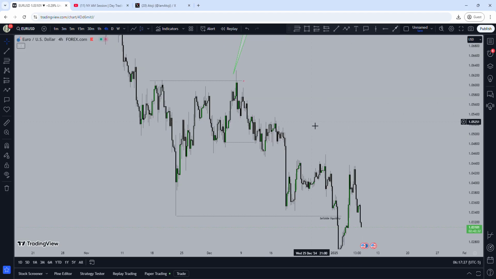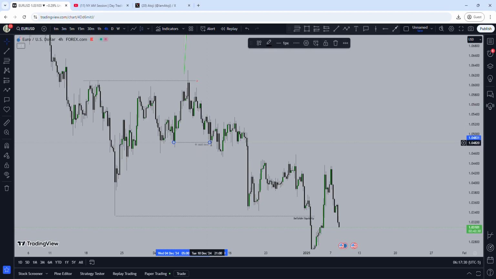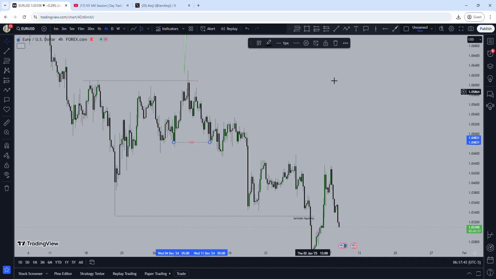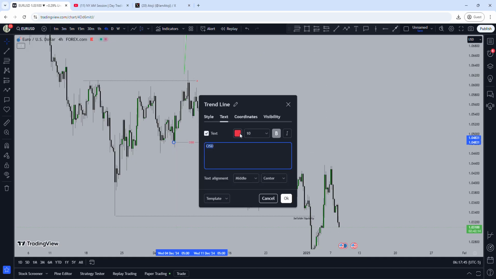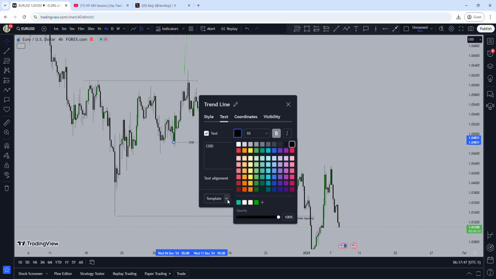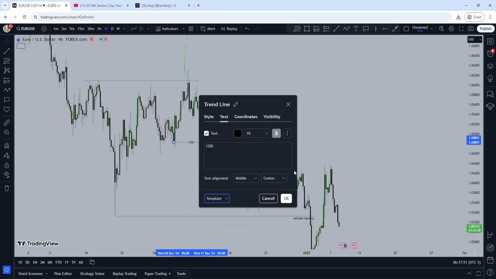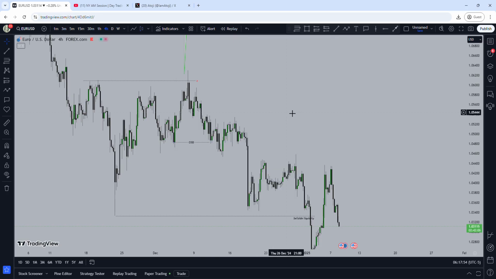There are so many ICT concepts to explain on this. This is a CISD, a change in state of delivery. A change in state of delivery is marked out from the beginning of the candles or the close of the candles. Your change of structure doesn't have to be on the week when you know the direction of price. CISD. It doesn't have to be here.